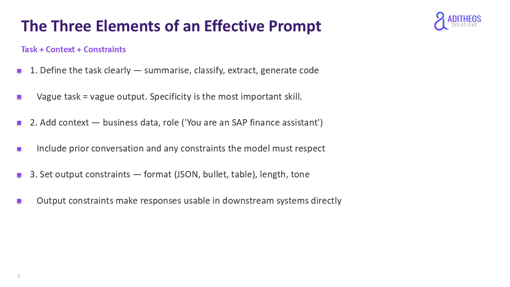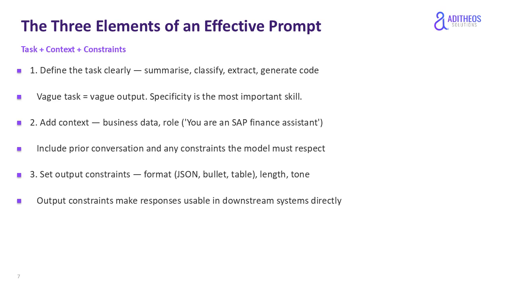Carefully constructed instructions replace code to guide model behavior. 3 elements make an effective enterprise prompt. Number 1. Define the task clearly. State exactly what the model should do. Summarize, classify, extract, translate, generate code, answer a question. Vague tasks produce vague results. Specificity is the single most important prompt engineering skill.